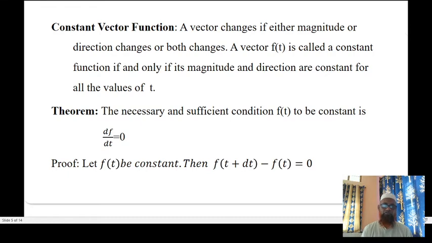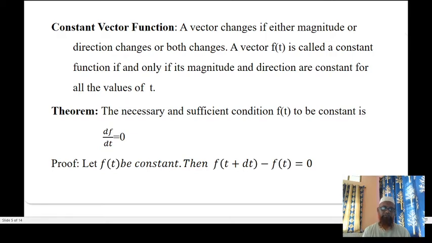A vector function f of t is called a constant function if and only if its magnitude and direction are constant for all values of t. Theorem: the necessary and sufficient condition for f of t to be constant is df by dt equal to 0.